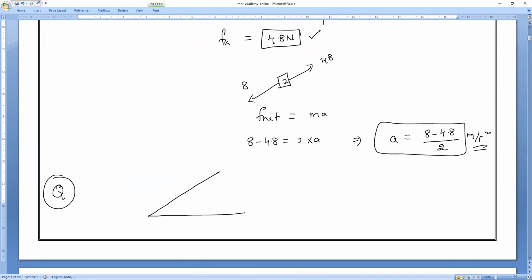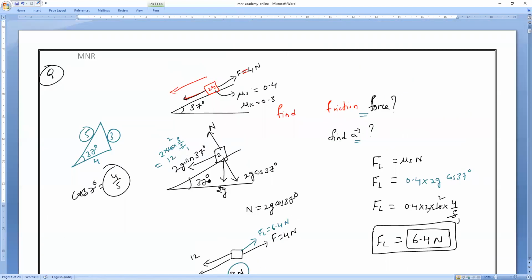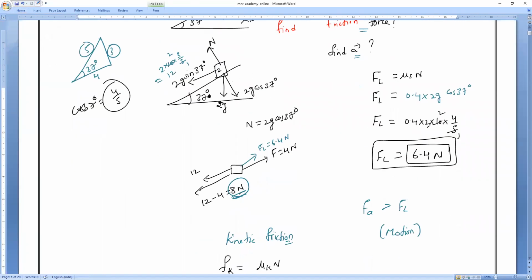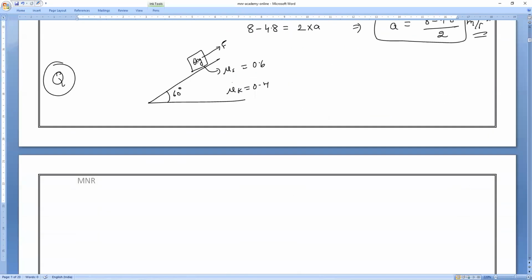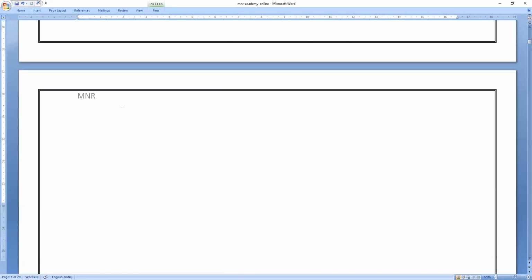So if it is completed, the next question: the angle of inclination is 60 degrees and there is a body of 6 kg. How much mass? 6 kg. The coefficients are mu s equal to 0.6 and mu k equal to 0.4. And we want to calculate what this F is. In the previous case, how much F was given? F was equal to 4. Do you all understand? So that is what we have to find. Calculate the F for which the block is stationary.